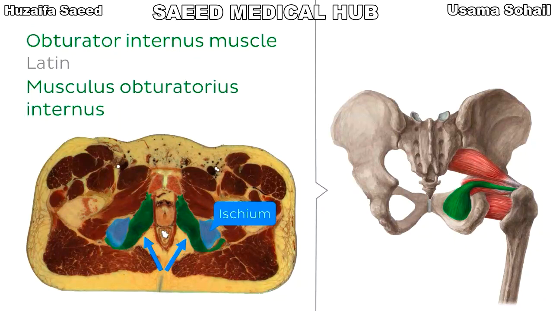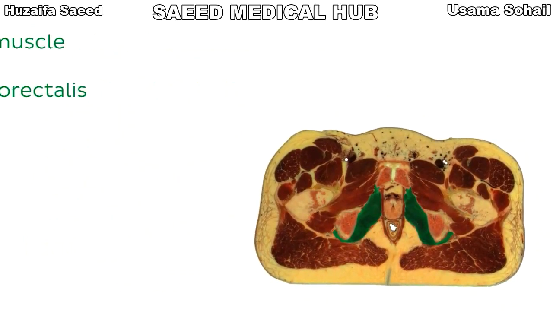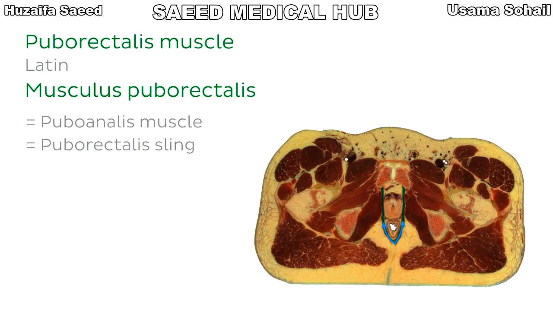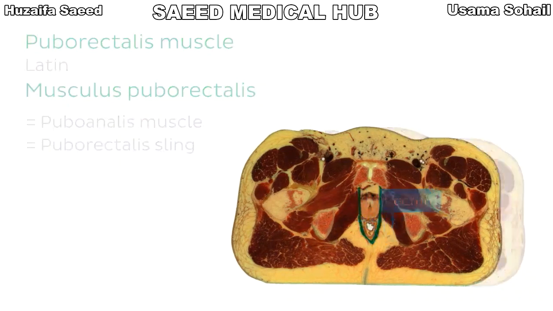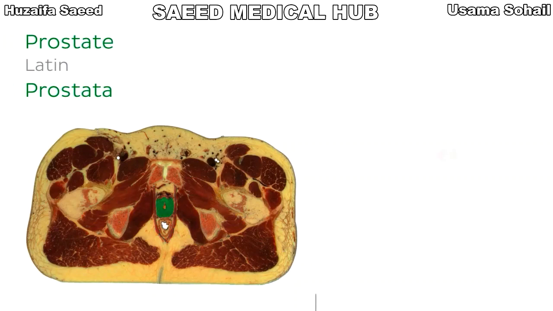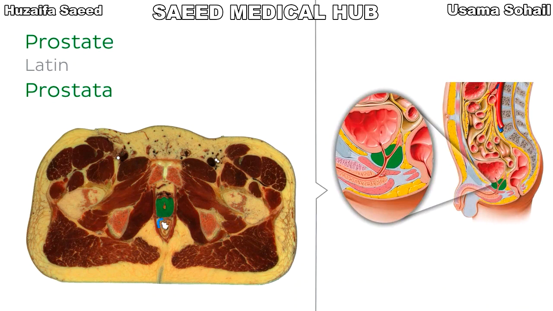The last muscle that we're going to be looking at today is the puborectalis muscle. And this particular muscle is sometimes referred to as the puboanalis muscle, as well as the puborectalis sling, as it forms a sling around the rectum. And we can see it here coming from the pubic bones, forming a U shape around the rectum and several other structures. So in a male cross-section, which is what we have here, of the body at the level of the quadratus femoris muscle, we can see the prostate.